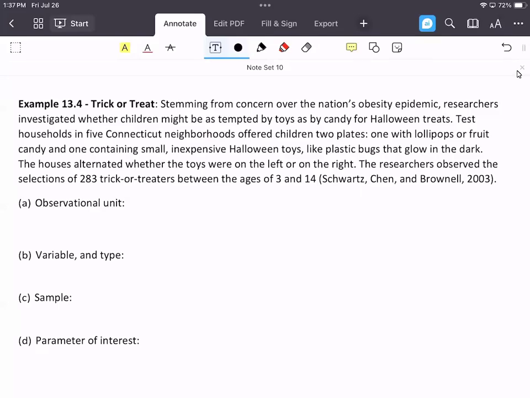Please take a moment, read over example 13.4 and answer letters A through D, and then come back and check your answers.